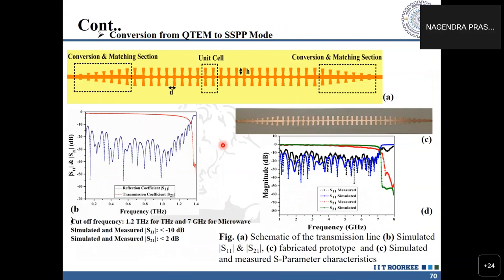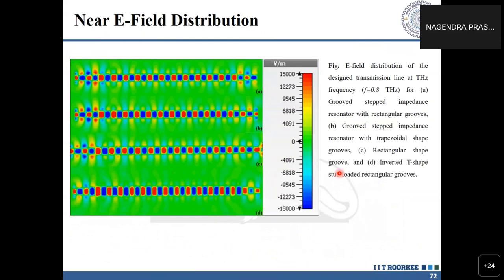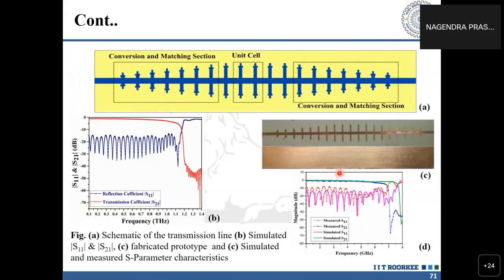This is another mode converter that is designed. This one is for terahertz, and this one is for microwave frequency. A different type of unit cell is used. This is another unit cell. You can see the different types of unit cells they have attempted, experimentally as well as through full wave simulation.